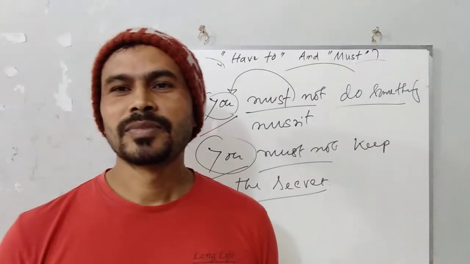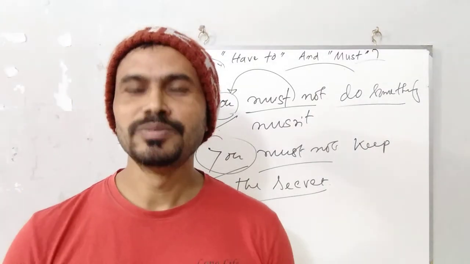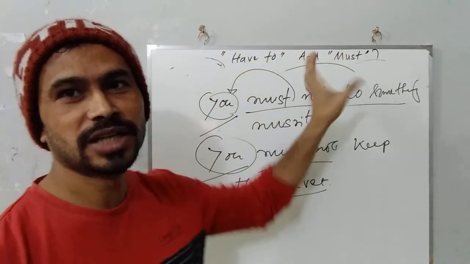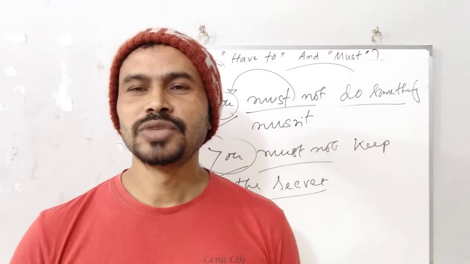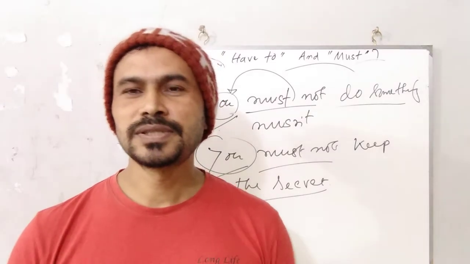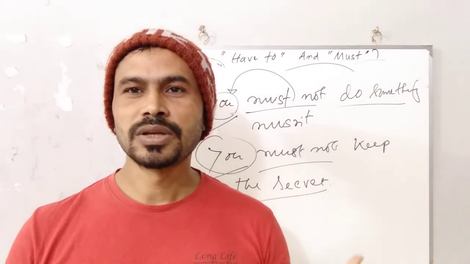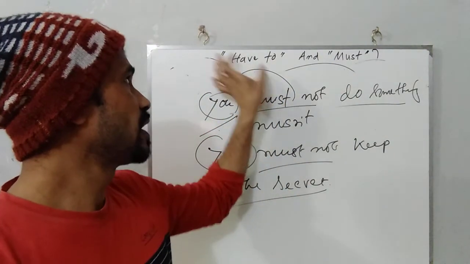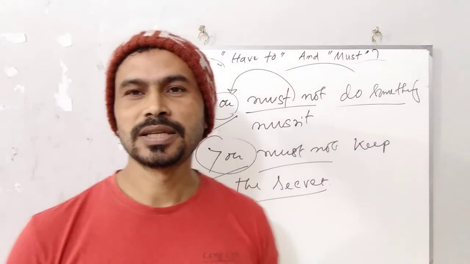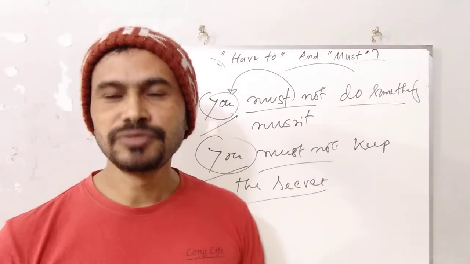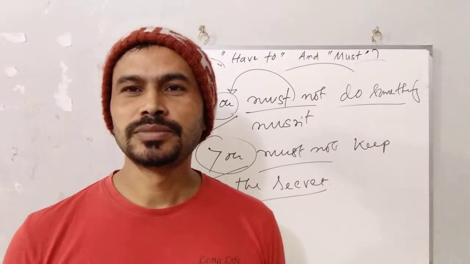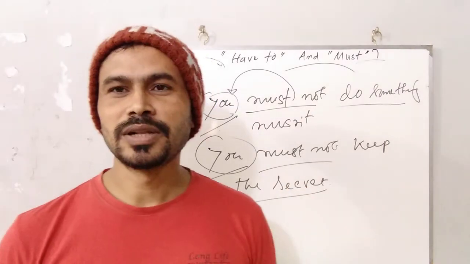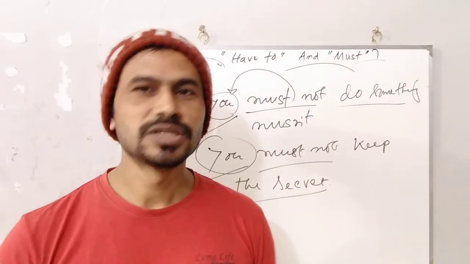So my friends, that's all for today. I have tried my level best to give you a little information regarding have to and must. I think you got the differences, you got a few ideas of two modal auxiliaries, that means have to and must. I think my information will help you to be a fluent speaker. This information will help you to understand English properly.